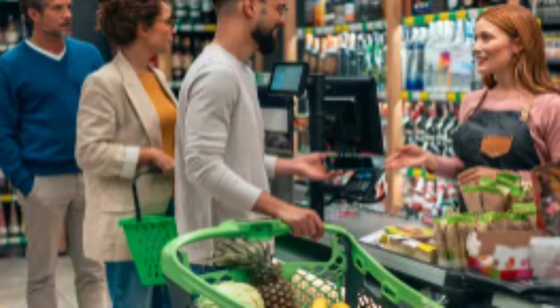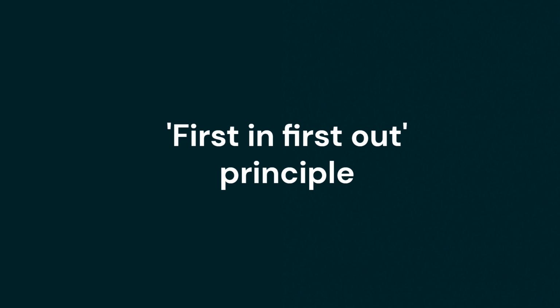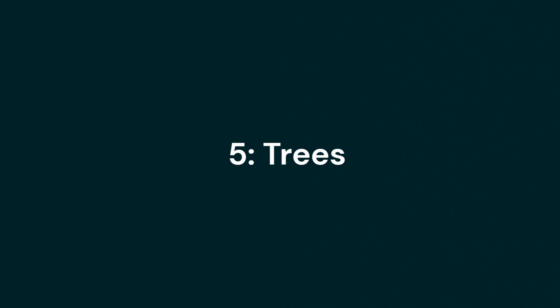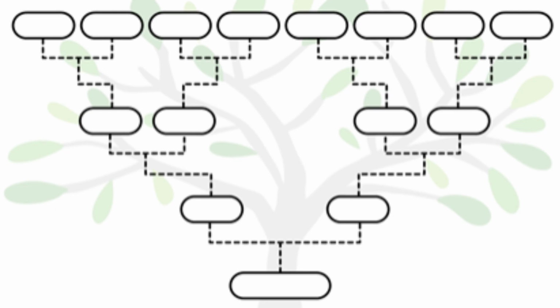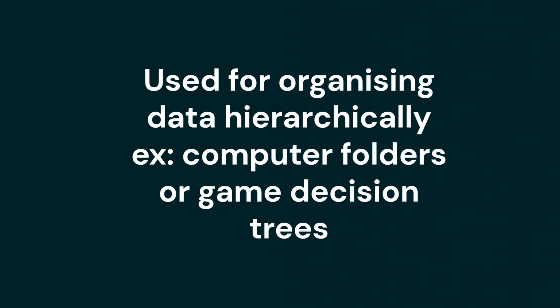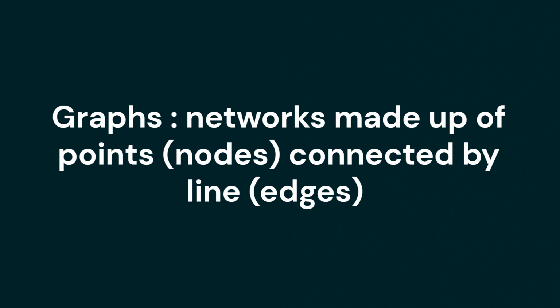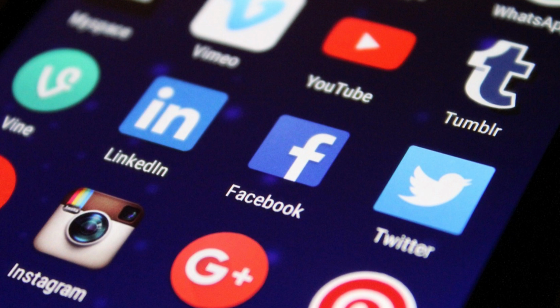Queues. Think of a line at a checkout counter. The first person in line is the first to be served. Queues follow the first in, first out rule and are great for scheduling and managing tasks. Trees. Trees are like family trees where each node can have children. They're used for organizing data hierarchically, like folders on your computer or game decision trees. Graphs. Graphs are networks made up of points, called nodes, connected by lines, called edges. They're useful for representing relationships, like social networks or maps.